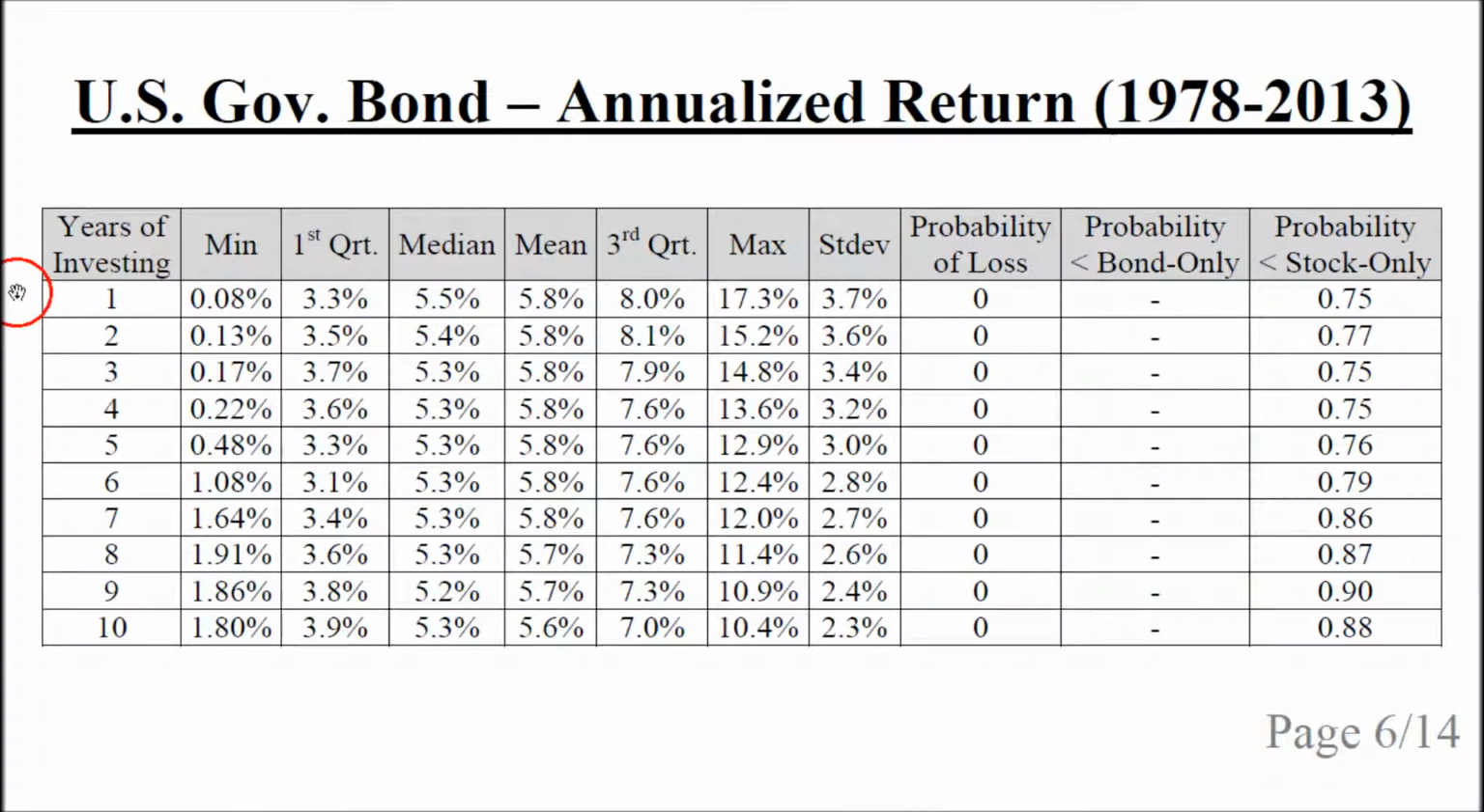So for all possible starting dates and investment periods of 1 year, the minimum annualized return was 0.08%. The maximum was 17.3%, and on average, it was 5.8%. But if we have investment periods of 10 years, then the minimum annualized return over those 10 years was 1.8%. The maximum was 10.4%. And the average was 5.6%.